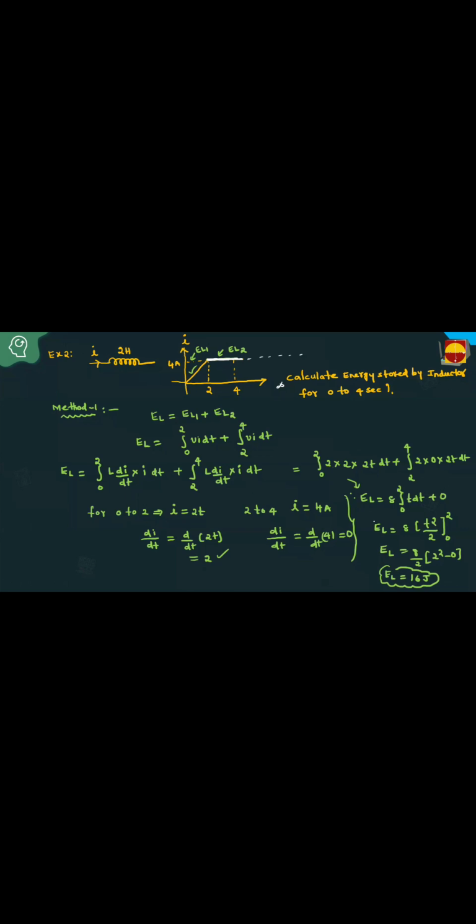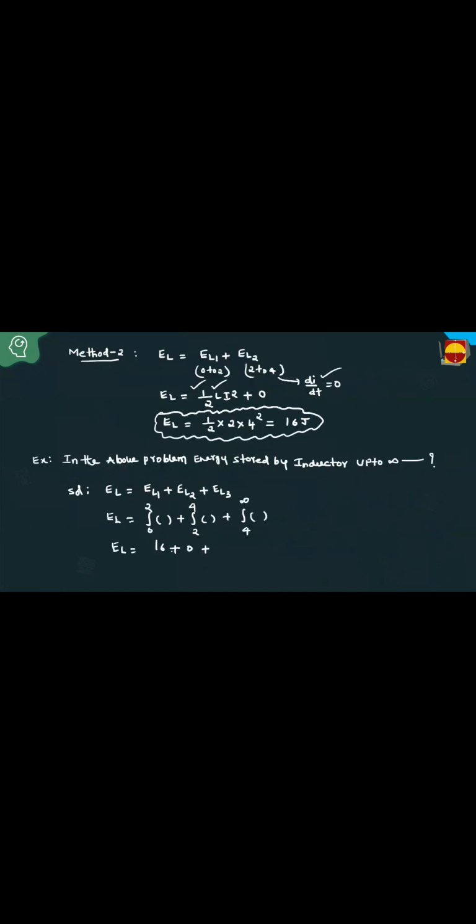What is the energy stored by the inductor from 4 to infinity? The current is constant, which means there is no change in current. Then di by dt equals 0, and the energy stored by the inductor is 0. That's why totally 16 joules only. See the difference here. Even though it is up to infinity, the inductor stores only 16 joules because the current is constant.